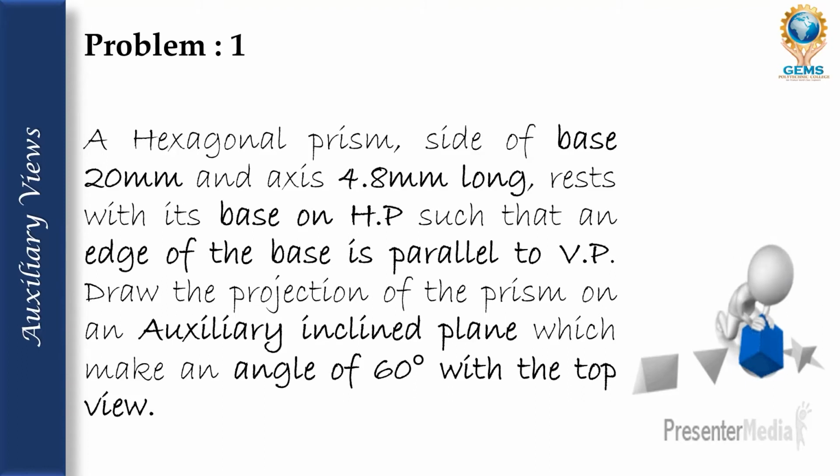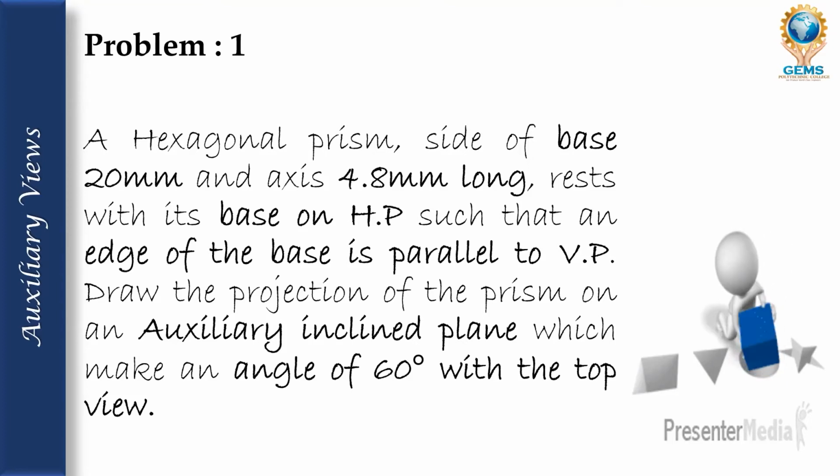So now the base is on the HP, so I have to start drawing the hexagonal prism in the top view. Next, such that an edge of the base is parallel to the VP. VP comes under front view. So the top view is parallel to the front view. Now draw the projection of the prism on an auxiliary inclined plane, which makes an angle of 60 degrees with the top view.